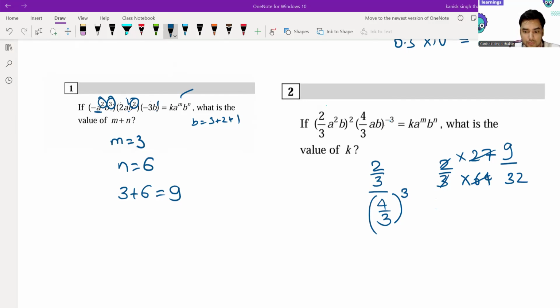I hope you must have got it right. 9 over 32. This thing was square actually, right? So one more 2 over 3 I'll multiply. So you will get 3 over 16. Okay, that's it. Now let's see about the next question which we have, this one.